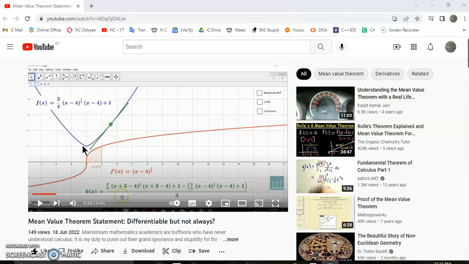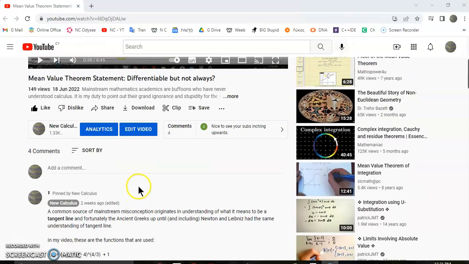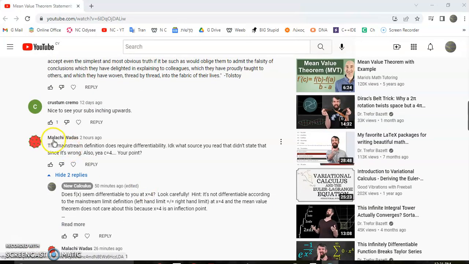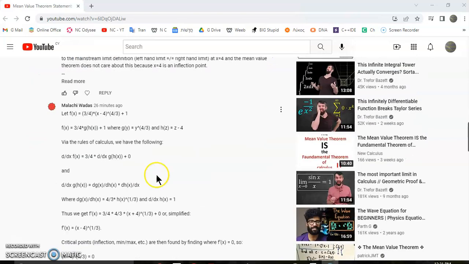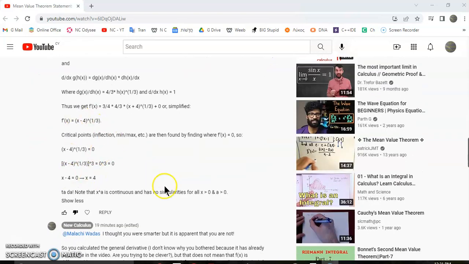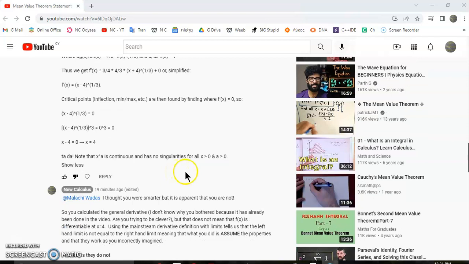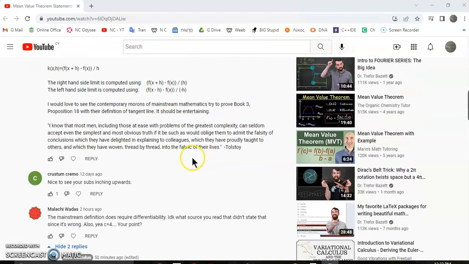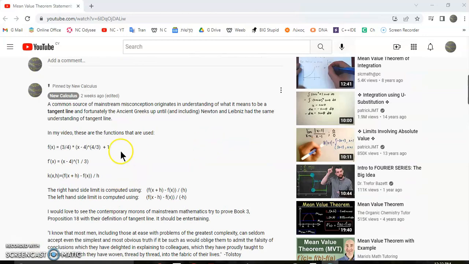But that's not the main problem. The main problem is that I made a first comment, which I pinned, and this commenter, Malachi Wadass, fails to understand, but continues to try to show that he actually understands what's going on and that somehow I'm wrong. But I'll let you read the comments there.